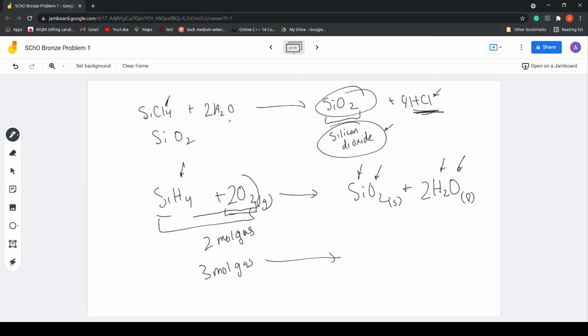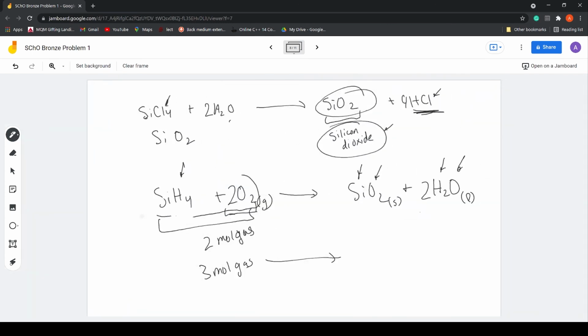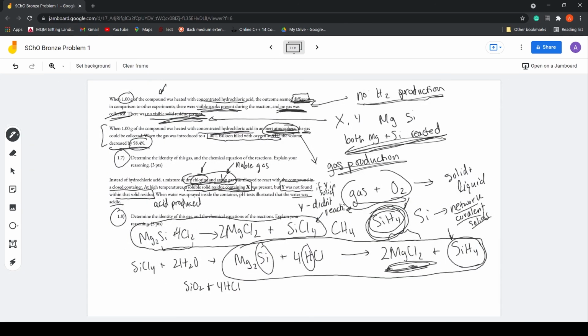And I encourage you, if you want to check that this quantitatively is correct, because we're told that it reduces by 58.4%, I won't do it in this video, but you can use ideal gas law and use this equation to check that actually the volume will decrease by 58.4%, because that just means the moles of gas decreased by 58.4%. So cool. So this was a run through of the SChO bronze problem 1. I hope that it was useful to you.